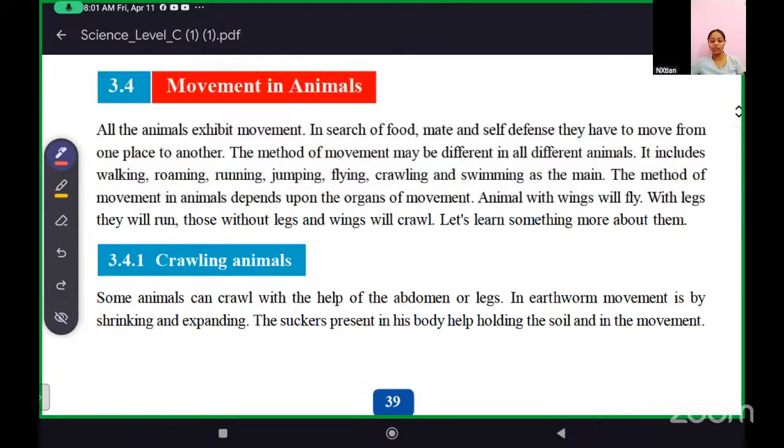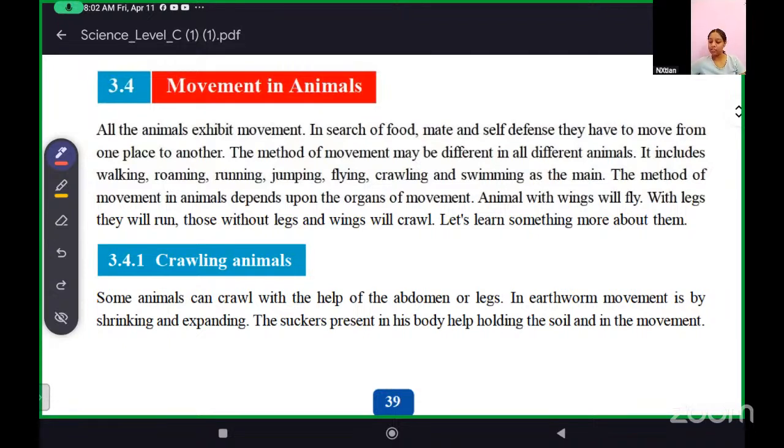The method of movement may be different in different animals. It includes walking. Some animals just walk and go. Some roam and go. Some run and go. Some jump and go. Some of them fly. Some of them crawl. Some of them swim. So all of these are different types of movements that take place in animals.